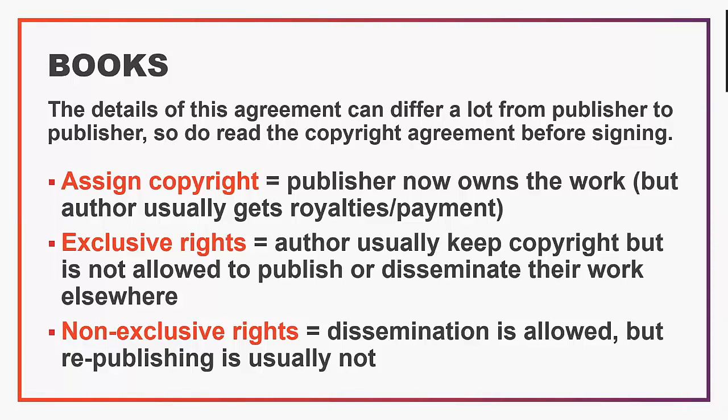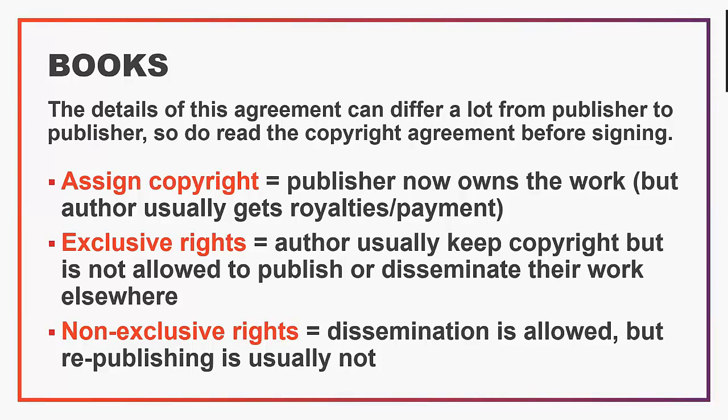But the three general situations that occur are, the first is that you might assign the copyright. Like with a subscription journal, the publisher now owns the work, but you as the author with book publishing would usually get royalties or payment for sales of that work. The second that can be quite common is exclusive rights. So you as the author would keep the copyright, but you're giving the publisher exclusive rights to publish your work. So you wouldn't be allowed to publish or disseminate the work at all elsewhere because that publisher has exclusive rights.